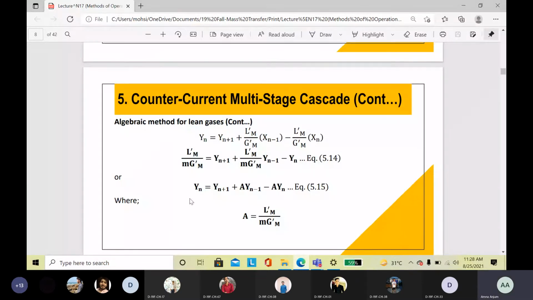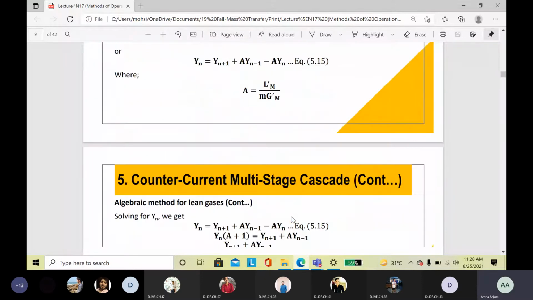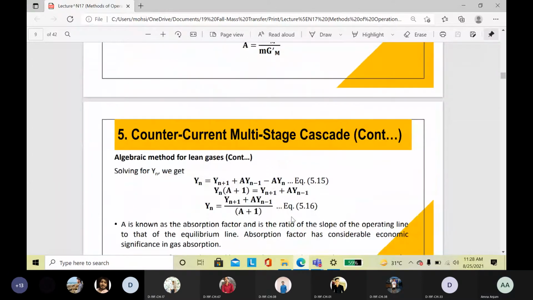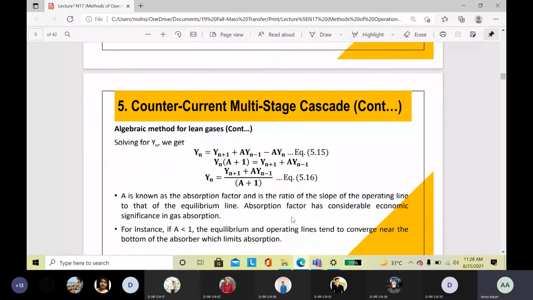This is L prime over m G prime. Solving for y n, we get this equation: y n equals y n plus 1 plus A y n minus 1 over A plus 1. A is the absorption factor, the ratio of the slope of the operating line to that of the equilibrium line. Absorption factor has considerable economic significance in absorption.